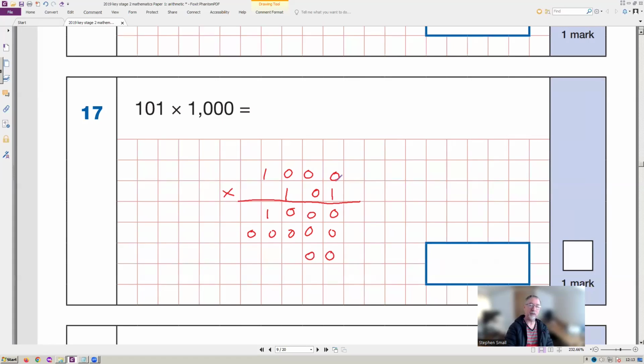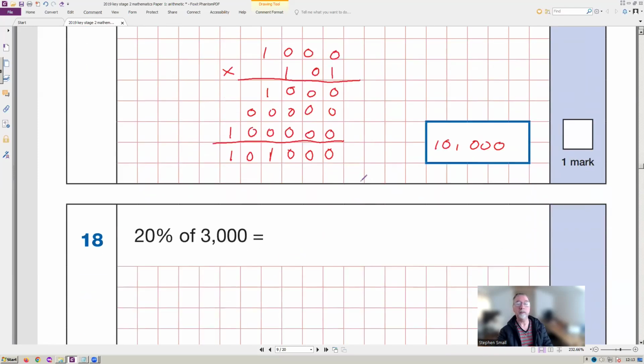And now you go 1 times 0, 0. 1 times 0, 0. 1 times 0, 0. 1 times 1, 1. Now we add it all up. 0, 0, 0, 1. That's where our first 1,000 came from. 1 times 1,000, if you like. And then 0. And then we got a 1. So there's where our basically 100,000 on top of our 1,000. 101,000. Okie doke.